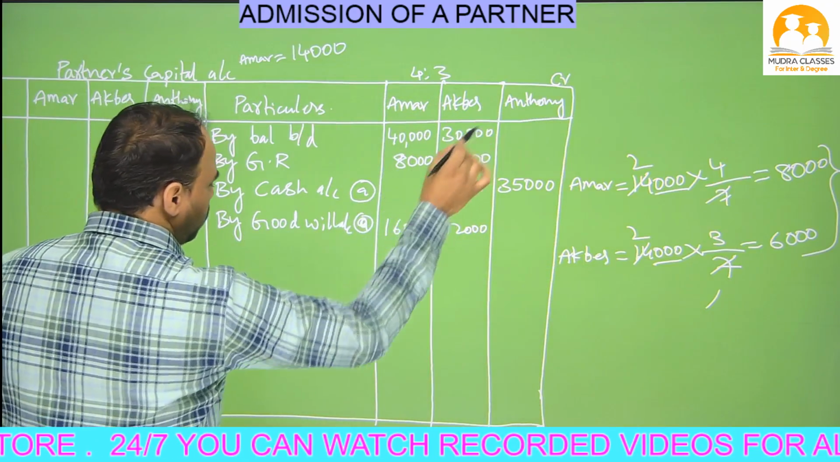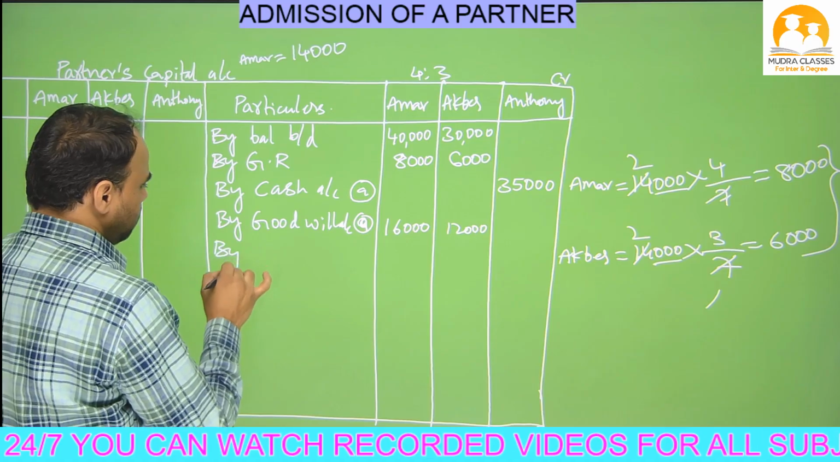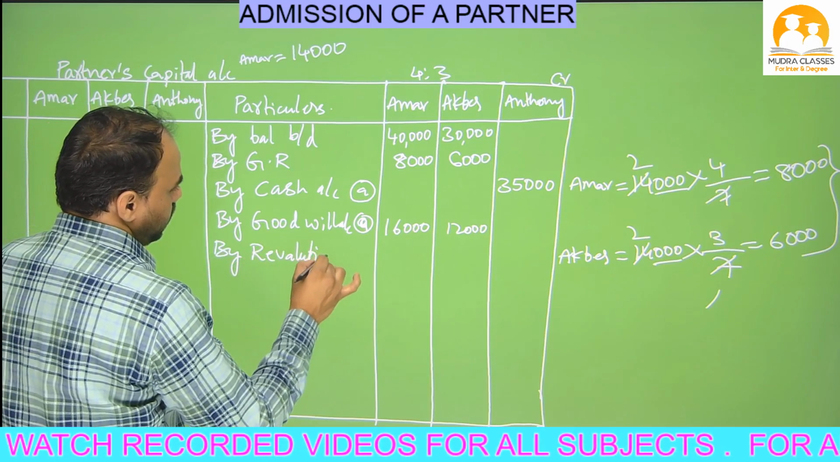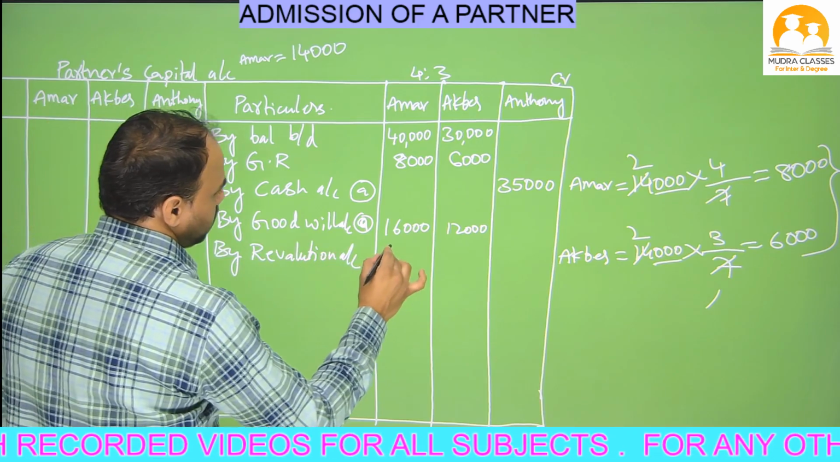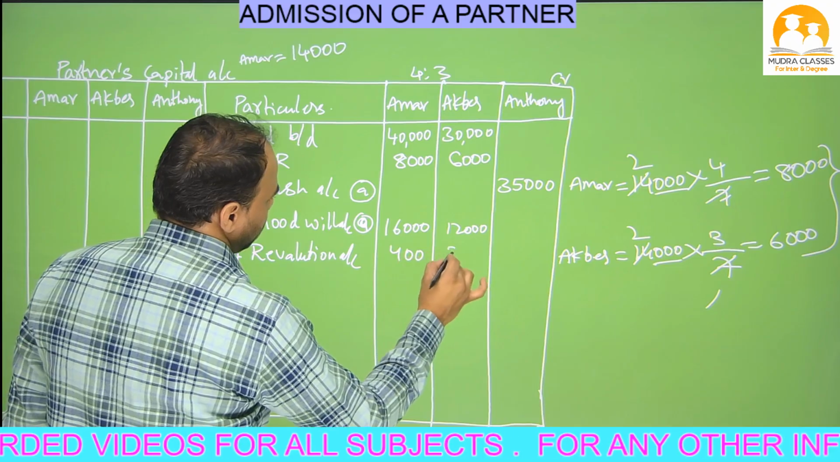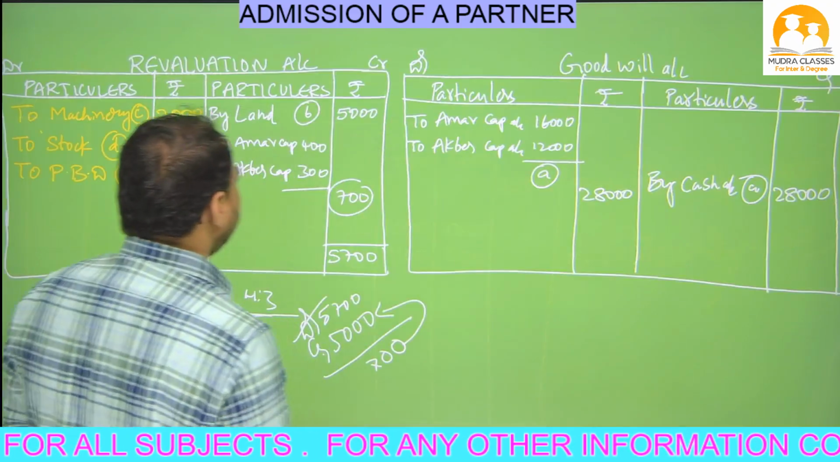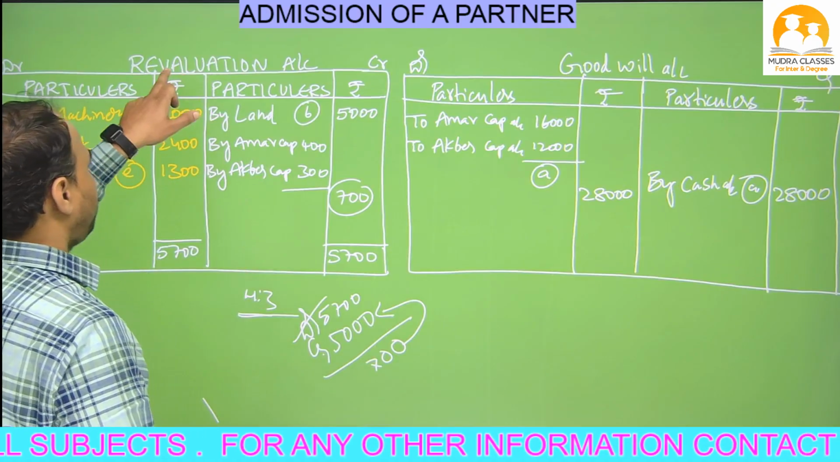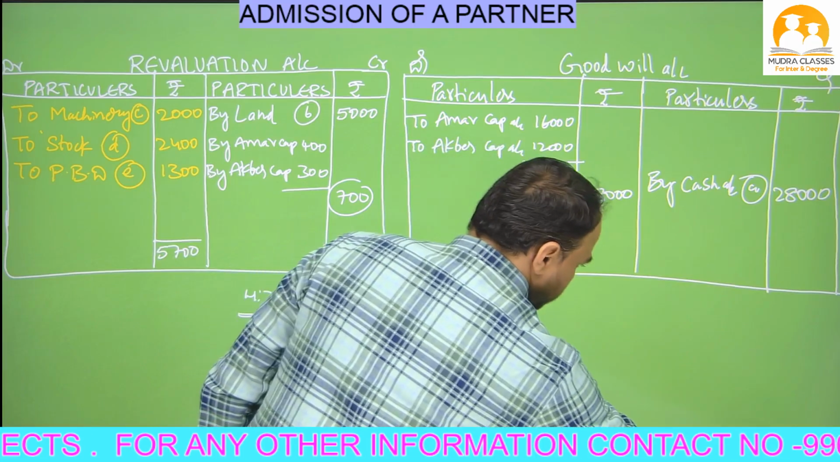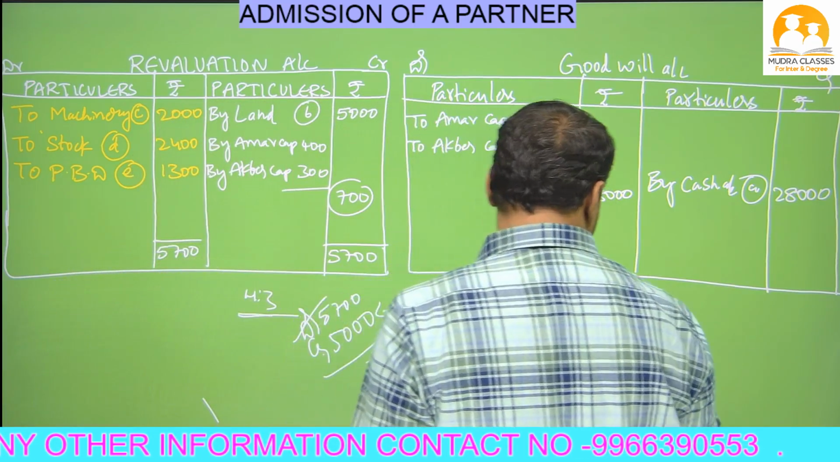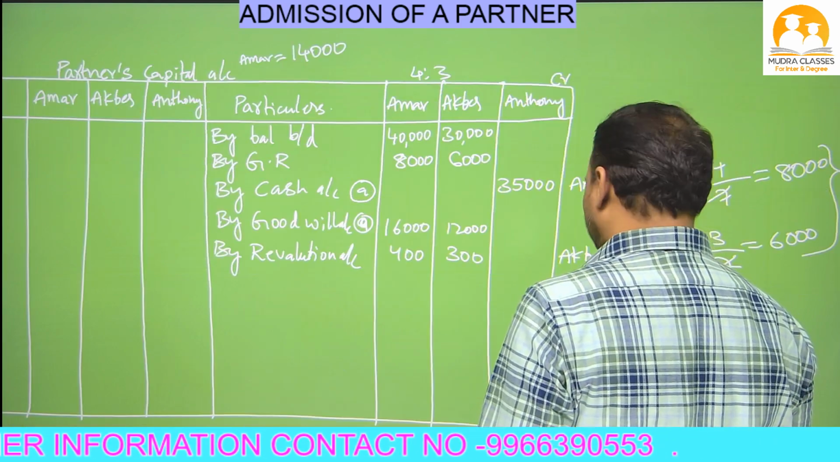In partners capital account, we have to write by revaluation account. Amar got 400 rupees and Akbar got 300 rupees. Why I written revaluation account? Because this 400 and 300 is coming from revaluation account. So in partners capital account, sorry 1 minute, Nana. This is a loss, so we have to write on debit side.